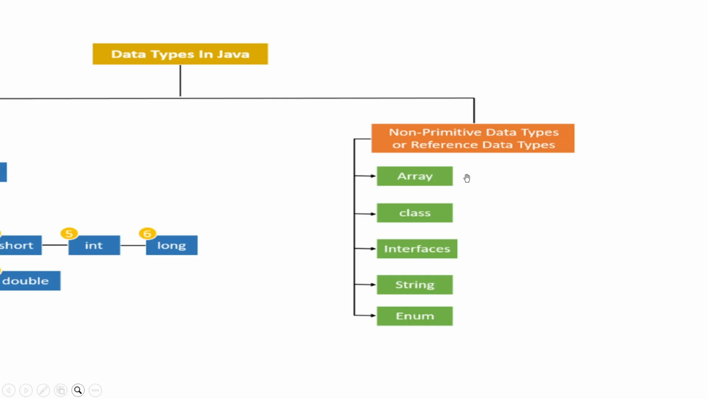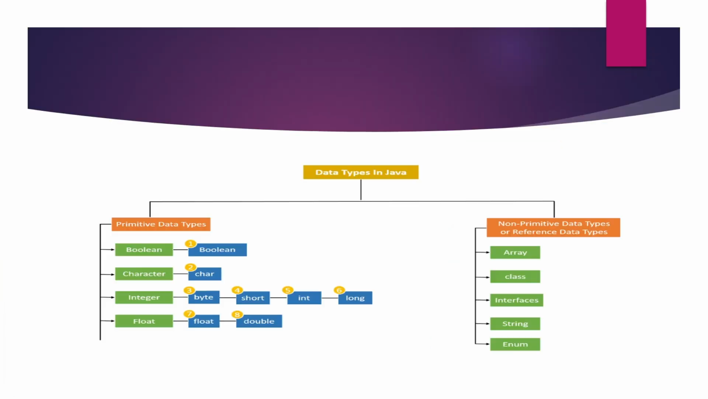Similarly, for non-primitive data types or reference data types, we have data types such as array, class, interface, string, and enum. In the next lecture, we will see some practical examples with these data types.